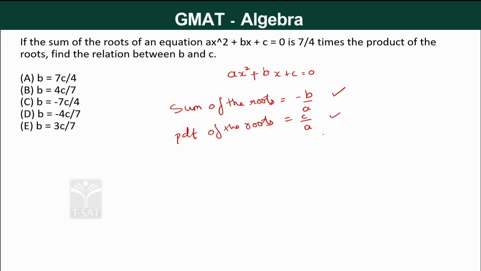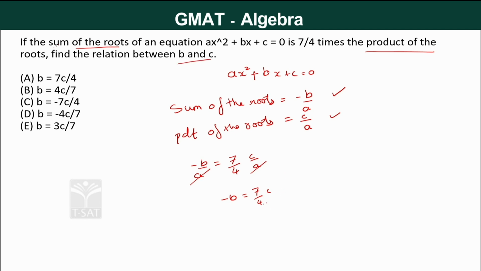What does it say? That the sum of the roots of this equation is 7 by 4 times the product of the roots. So we can write this as sum of the roots, that is minus b by a, is equal to 7 by 4 times c by a. C by a is the product of the roots. So here we can cancel out a, and we can say that minus b is equal to 7 by 4 times c. They are asking us the relation between b and c.